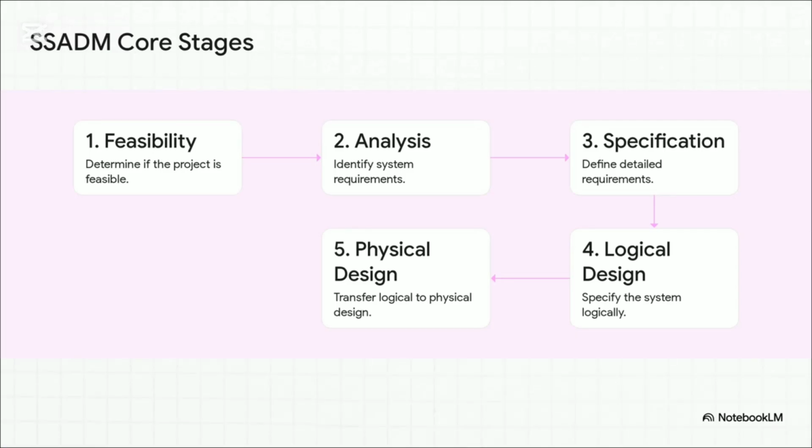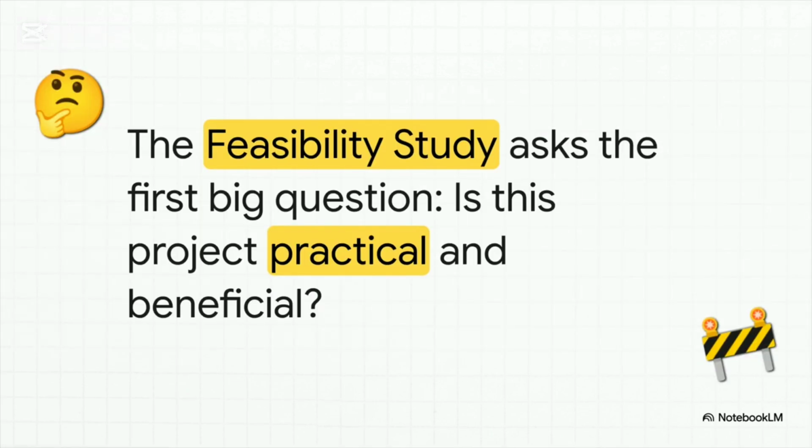Now, one really structured way to manage all this construction is with a methodology like SSADM. And as you can see from these stages, it follows a very strict, very logical path. You start with a feasibility study, just to see if the project is even possible. Then you move into detailed analysis and specification, before you create a logical design, and finally, a physical one. Every single step builds on the one before it. And that first step, it just might be the most important one of them all.